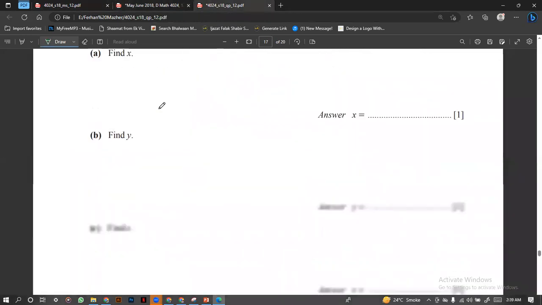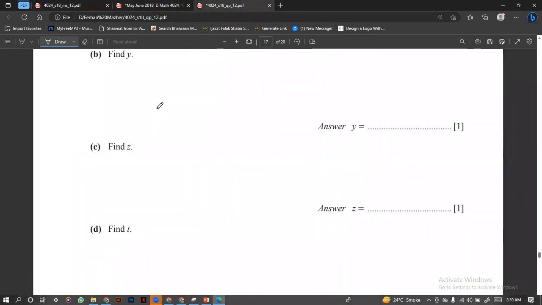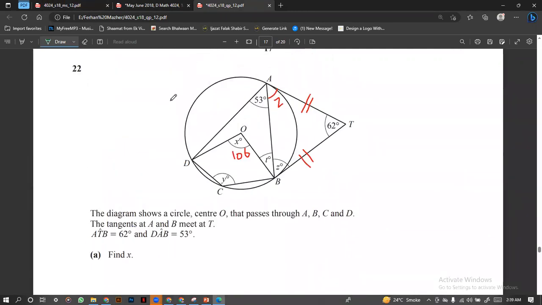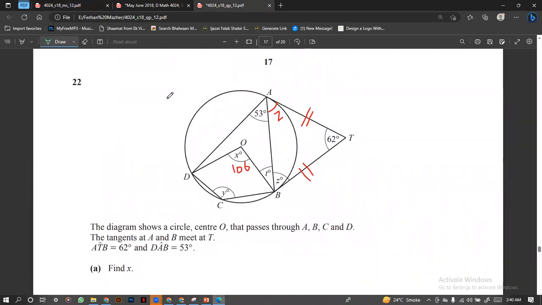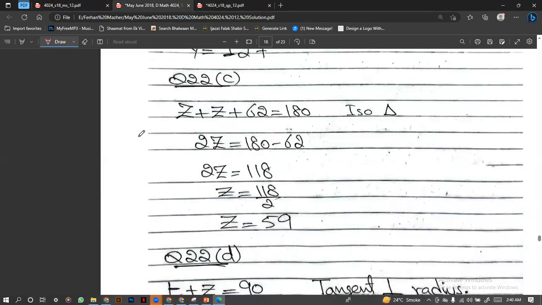Then we have the C part. It says find the value of Z. Okay, so for Z, it's a very simple strategy. You can see that ABT is an isosceles triangle, and the reason is that the AT length and the BT length are equal to each other, and tangents from the same external point to the same circle are equal in length.